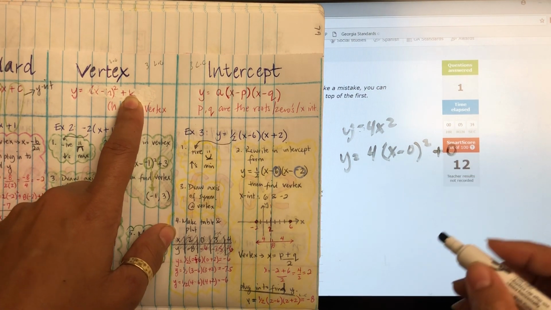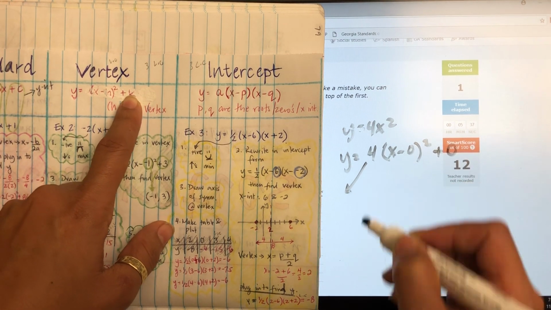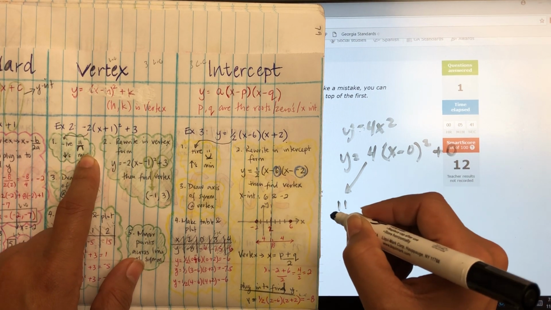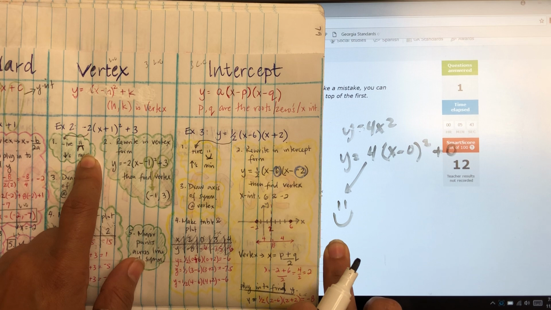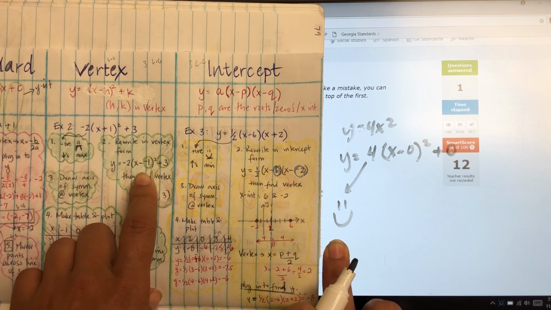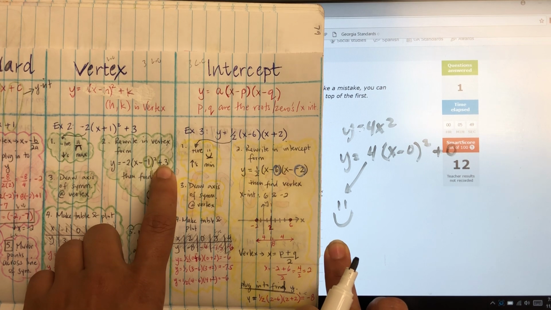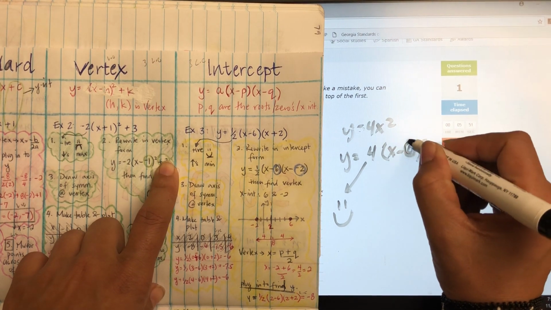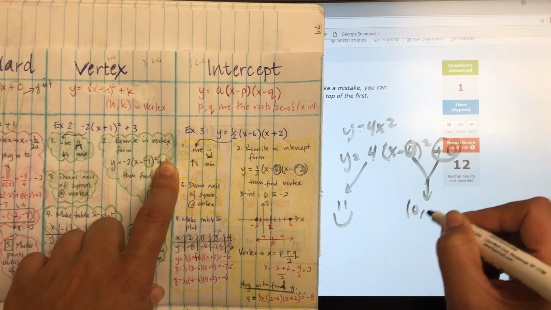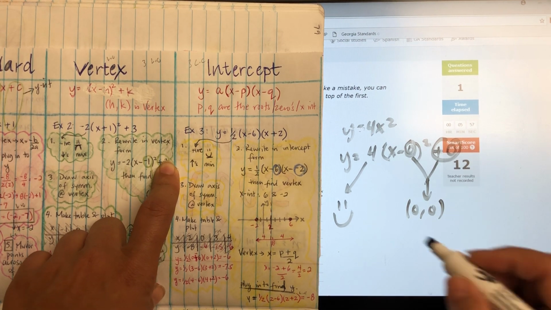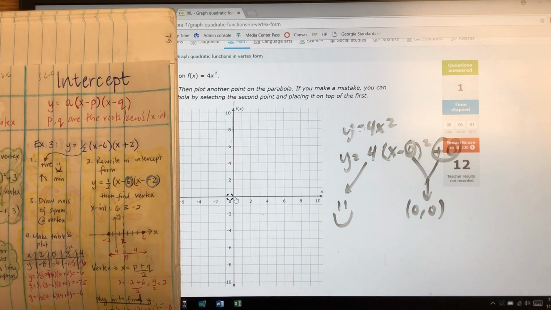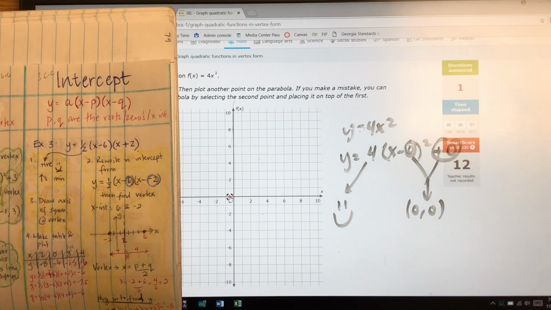Okay. Once you have it in vertex form, you look at this first number. Is that positive or negative? It's positive, so positive is happy. So my graph should be looking like this, right? And then find the vertex, which is just the number after the minus and what's outside. So my vertex is 0, 0. So once I find my vertex, draw axis of symmetry. So 0, 0 is my point. Oops, that's not 0, 0.